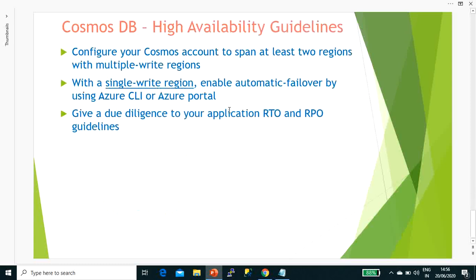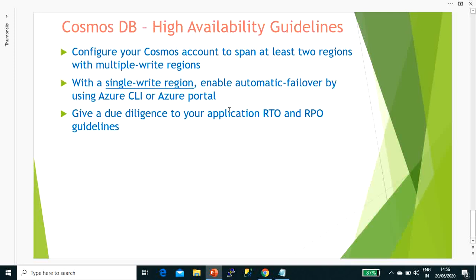Now, another scenario: what are the Cosmos DB high availability guidelines? What are the guidelines that we normally follow? First of all, as I discussed in the very first slide, we need to identify a single point of failure. We have to configure our Cosmos account to span at least two regions with multiple write regions. If a write region goes down, it will at least pick up another write region. With a single write region, enable automatic failover by using Azure CLI or Azure portal.